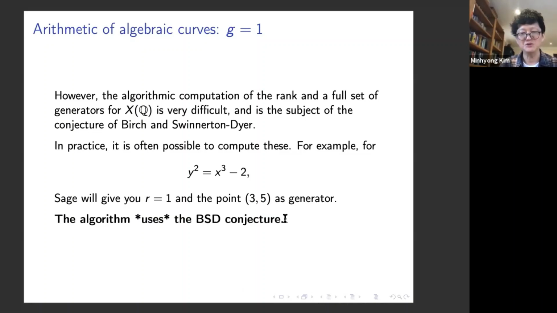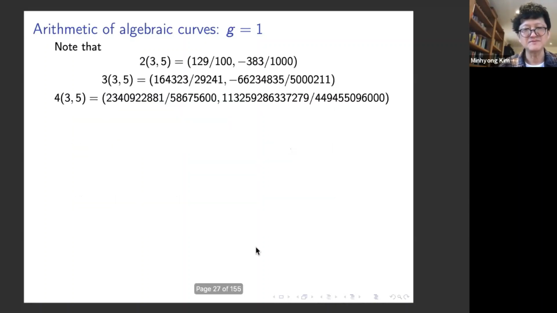The algorithm only works if the conjecture is true. So each time it works, it's a confirmation of the conjecture. It's actually evidence for the conjecture. And so far, every single case everybody has tried, the algorithm works. So somehow we have a lot of evidence for the conjecture from that point of view. I'll say a little bit more about this later.